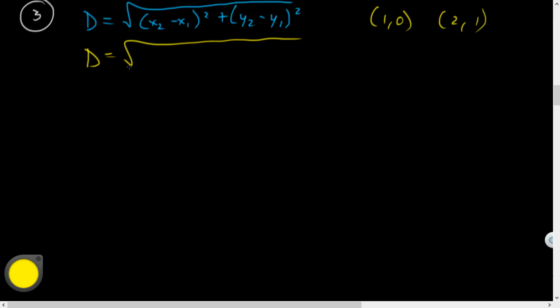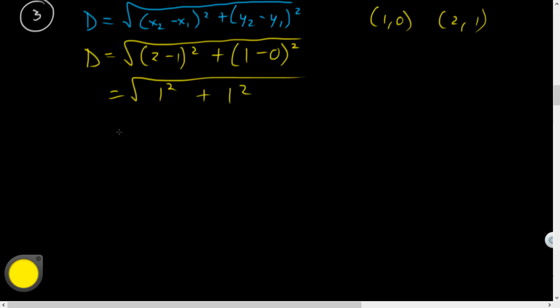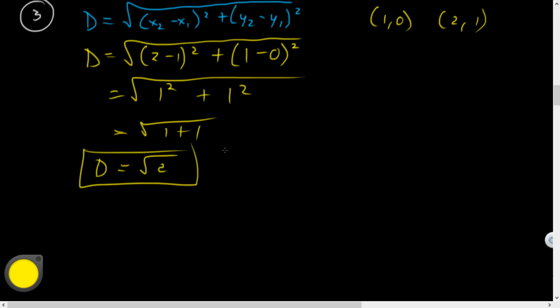So I'm going to have 2 minus 1 all squared plus 1 minus 0 all squared when I plug it in. And now it's just a matter of order of operations. 1 squared plus 1 squared. No way. 1 plus 1. It's the square root of 2, friends. It is about 1.414, an infinitely long, non-repeating decimal. So the square root of 2 is the distance from our point to the line.